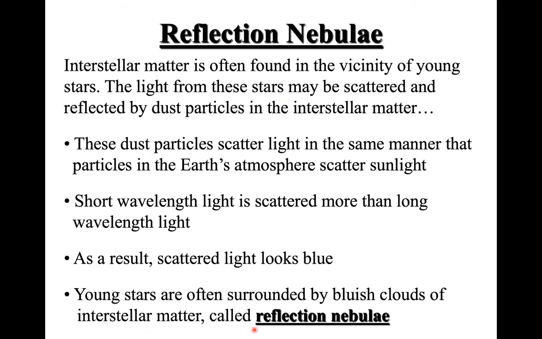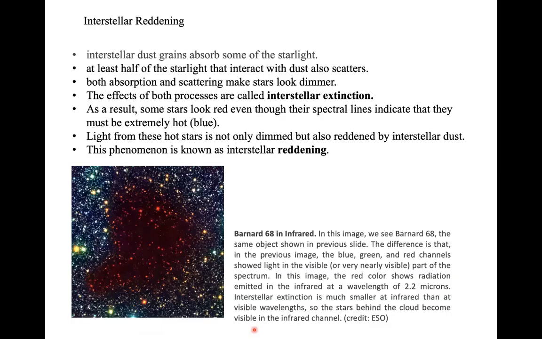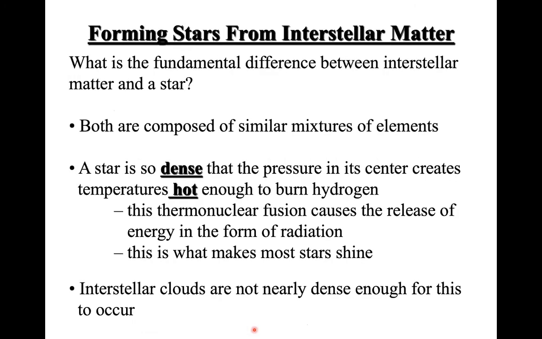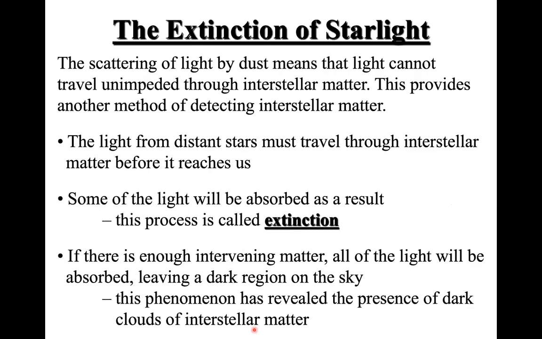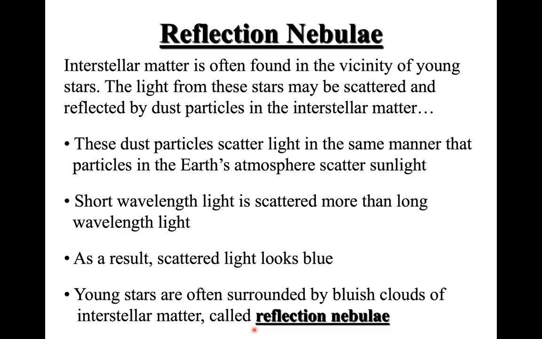And I have mentioned here what a reflection nebula is, which you may be able to read, or maybe I will take this one, two, three slides. So let me finish this. Right. So a reflection nebula is basically interstellar matter which is often found in the vicinity of very young stars. The light from these stars may be scattered and reflected by the dust particles. I guess I have mentioned this in the previous image.